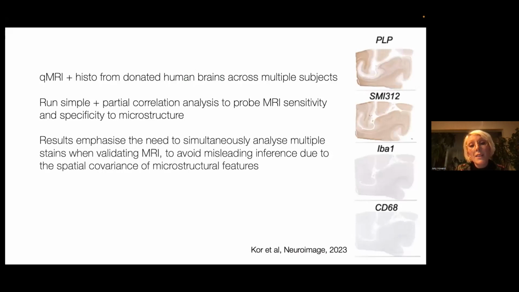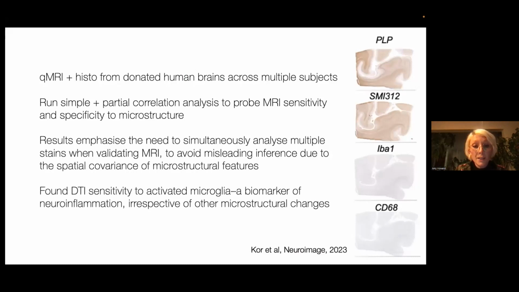Our results emphasize the need to simultaneously analyze multiple stains when validating MRI to avoid misleading inference due to the spatial covariance of microstructural features. And we find DTI sensitivity to activated microglia, a biomarker of neuroinflammation, irrespective of other microstructural changes. If you'd like more information as well, please do check out Daniel's lovely publication last year in Neuroimage.